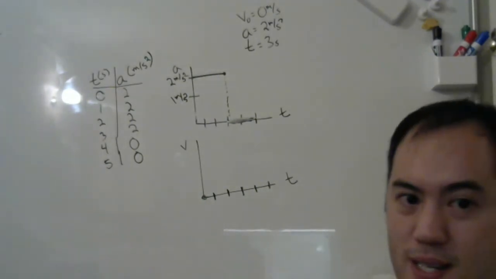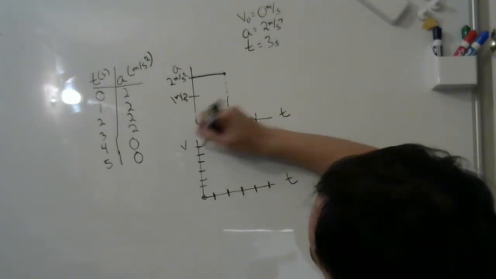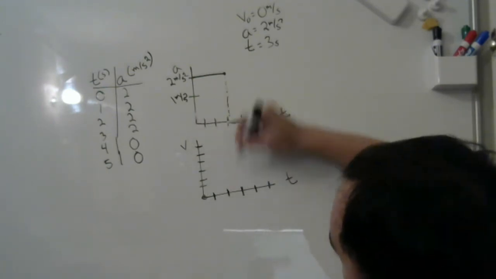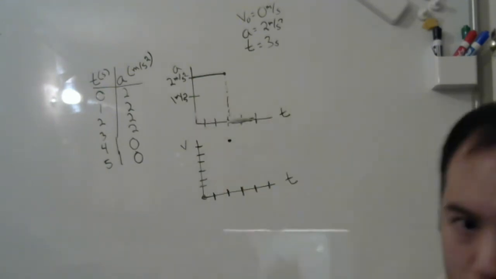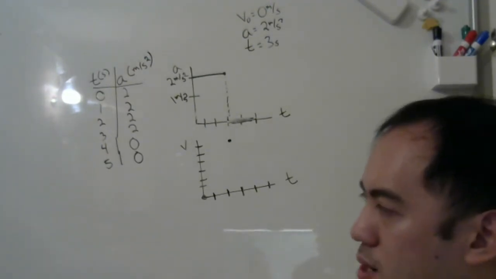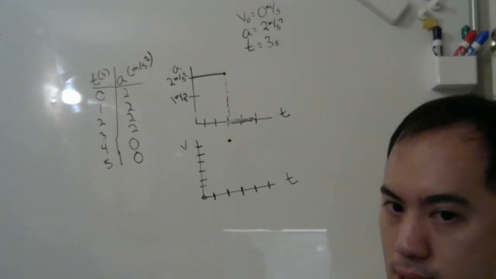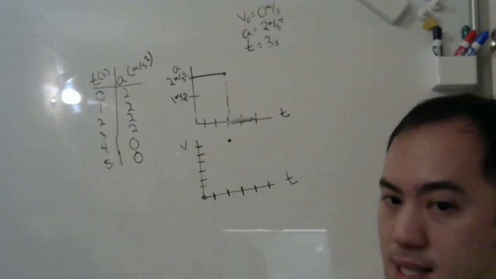Good job, you found it. It was 6 meters per second: 1, 2, 3, 4, 5, 6. And that happens at the end of 3 seconds. And as we learned last unit, what does a graph of velocity versus time look like if you have constant acceleration?